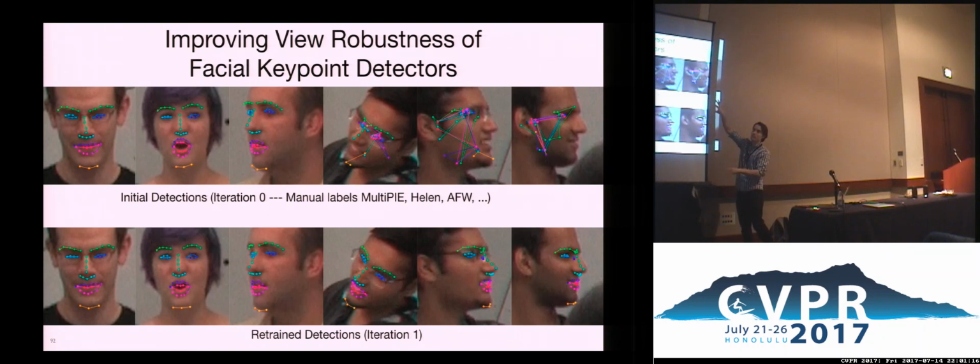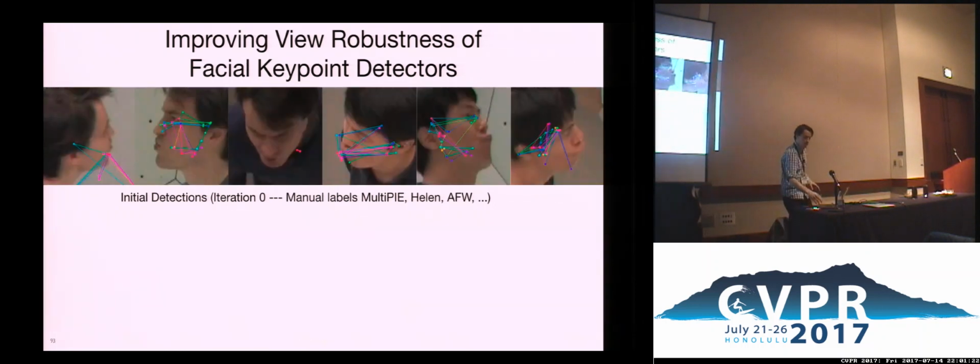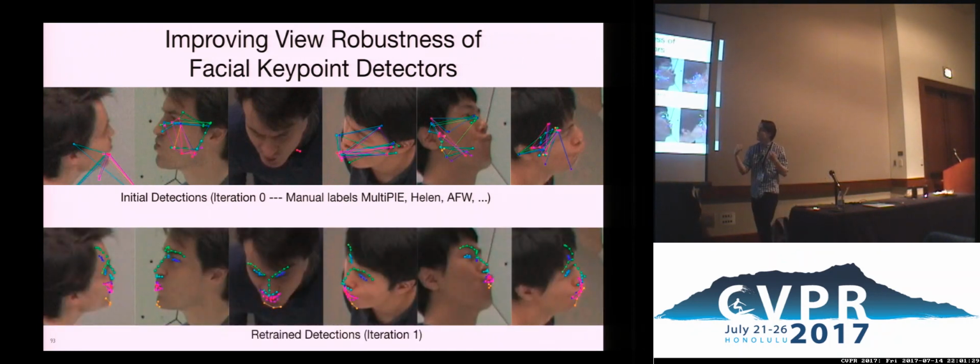Here what I'm doing is retraining on this same sequence, right? So these images were actually in the training set, so to speak. But these are held out images. This is the initial detector trained on manually labeled data. And then after one iteration, we can get detections on viewpoints that are quite difficult for manually labeled data.